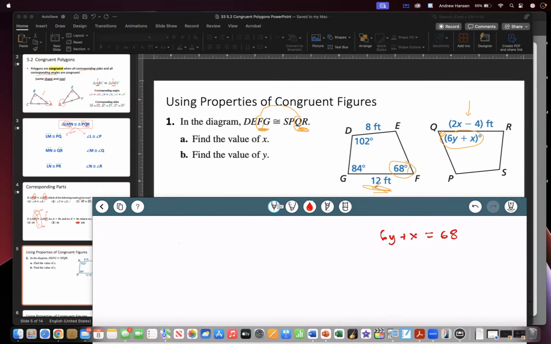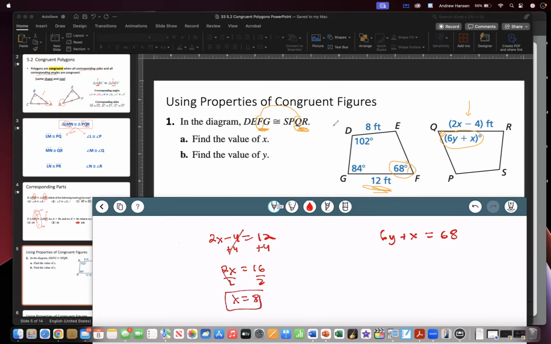So I could also make that. So 2x minus 4 would have to be equal to 12. And this one I can solve. So to solve this one, I could simply add 4 to both sides. So 2x is equal to 16. And if I divide both sides by 2, x would be equal to 8.